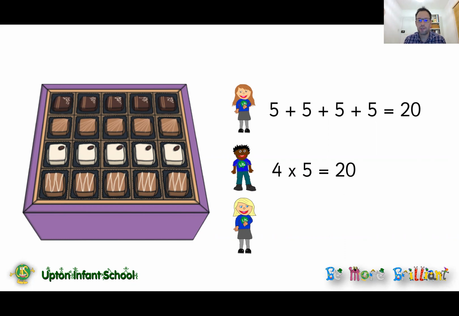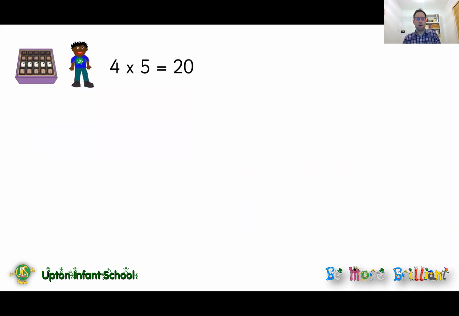And last of all, let's see what Suki's done. I wonder what she might have done. Oh, by the way, give me a wave if you wrote the same as Sunny. Okay, Suki, let's see what you've got. She has written down that there are 5 columns, each with 4 chocolates in, so there are 5 lots of 4, and again the answer is 20. So they've all written down different number sentences. They all show how many chocolates are in the box. Let's just have a little look at Sunny's number sentence. So he wrote down 4 times 5 by looking at that box of chocolates.